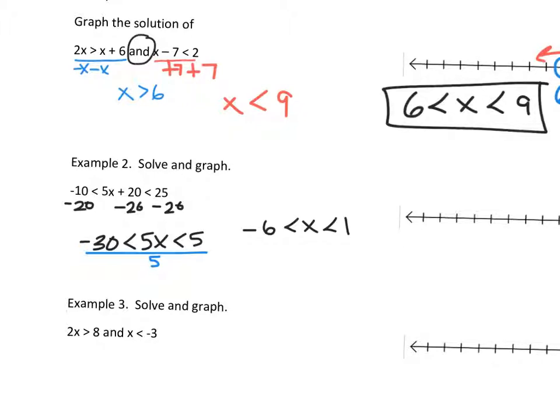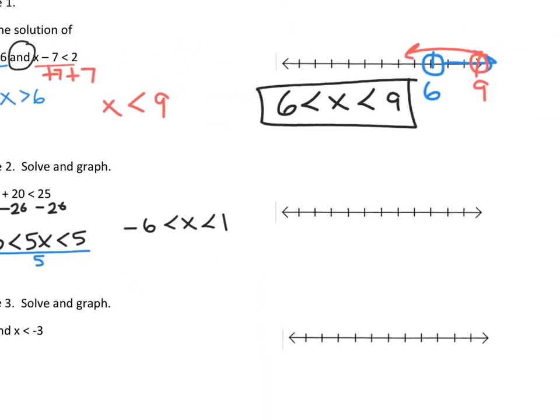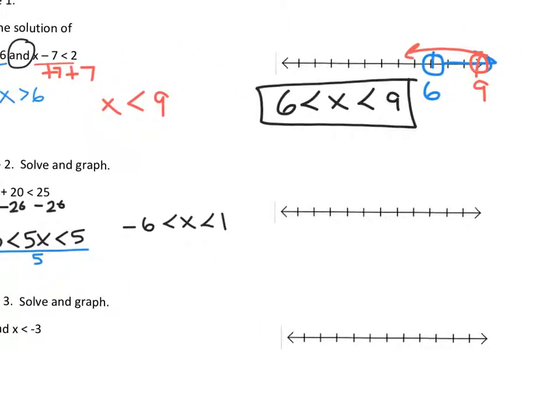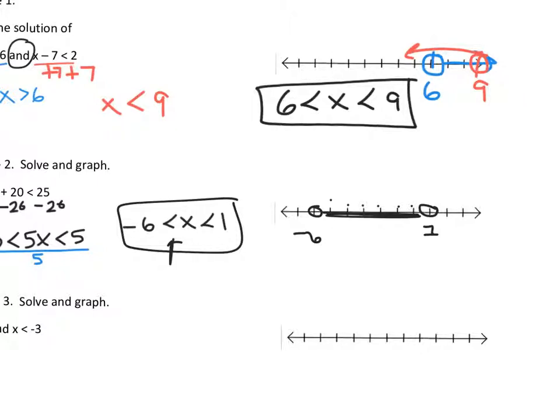I did not divide by a negative. I divide by positive numbers, so I don't change the direction of the inequality. So my answer is going to be x is greater than negative 6 and x is less than 1. So to graph that, I'm just going to graph negative 6, so 5, 4, 3, 2, 1, 0, and 1 right here, and they're both going to be open dots, and I'm going to shade in between because x is in between.